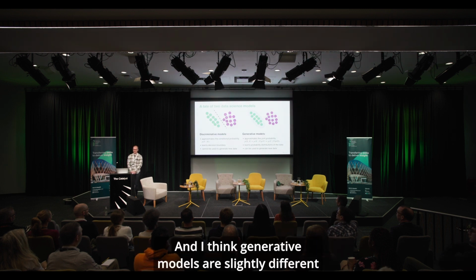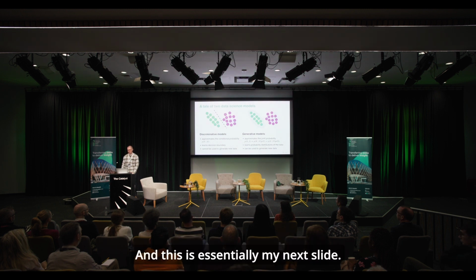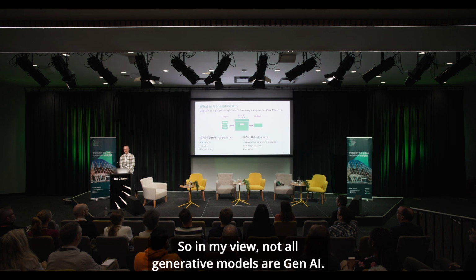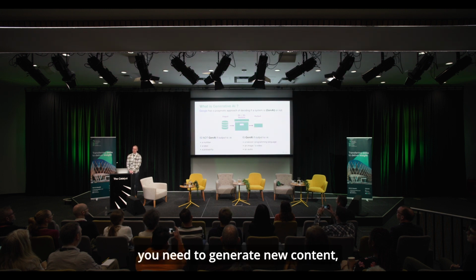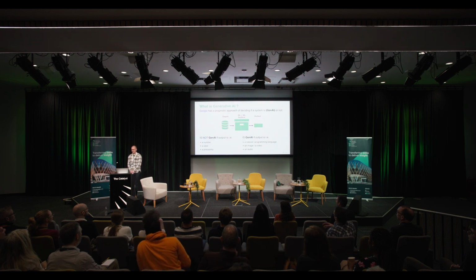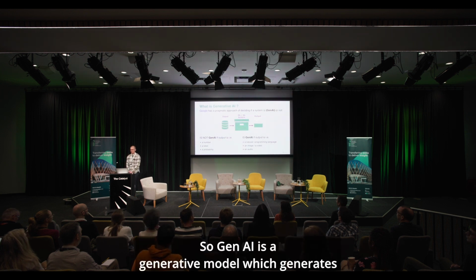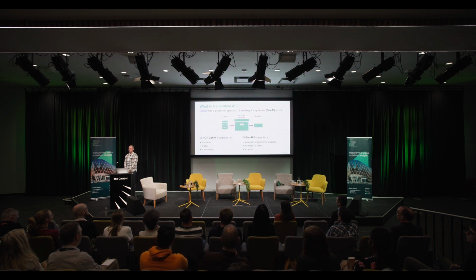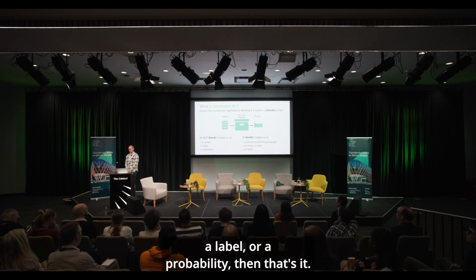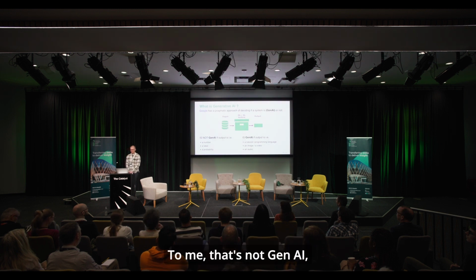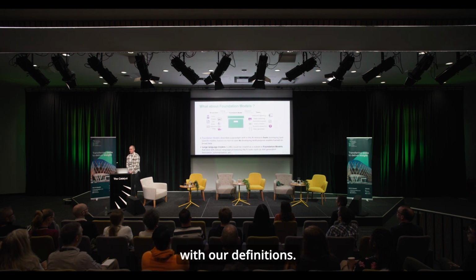And I think generative models are slightly different to Gen AI, and this is essentially my next slide. So in my view, not all generative models are Gen AI. In order for a model to be a Gen AI, you need to generate new content in an unstructured way. So it needs to be content which is unstructured data. So Gen AI is a generative model which generates either natural or programming language, an image, a video, or audio. So if your generative model outputs a number, a label, or probability, and that's it, to me, that's not Gen AI, and Google seems to agree with that. So I think that's essentially as far as it goes with our definitions.